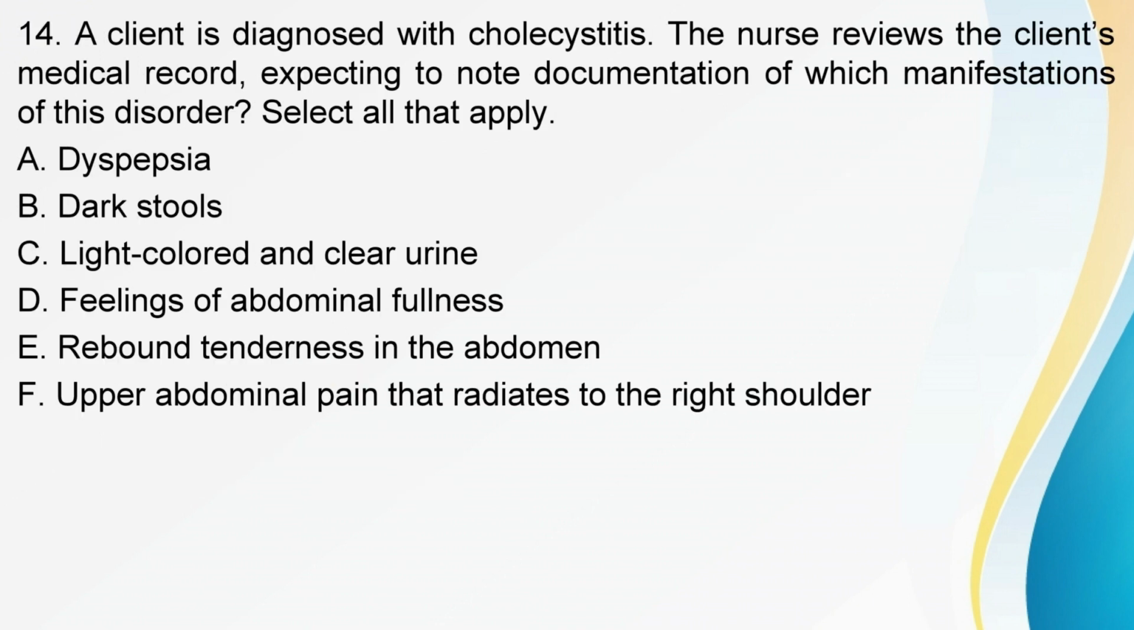Question number 14. A client is diagnosed with cholecystitis. The nurse reviews the client's medical record, expecting to note documentation of which manifestations of this disorder? Select all that apply. A. Dyspepsia, B. Dark stools, C. Light-colored and clear urine, D. Feelings of abdominal fullness, E. Rebound tenderness in the abdomen, F. Upper abdominal pain that radiates to the right shoulder. Answer, letter A, D, E, F.